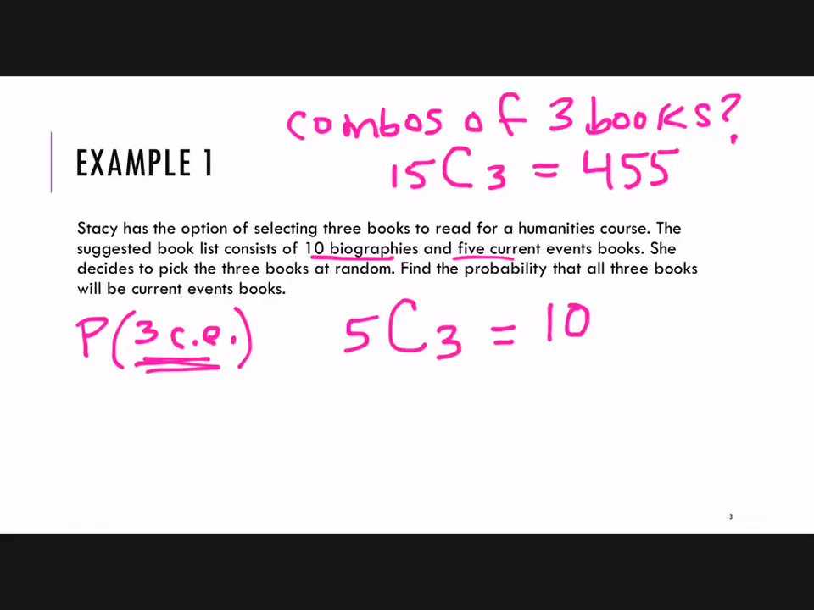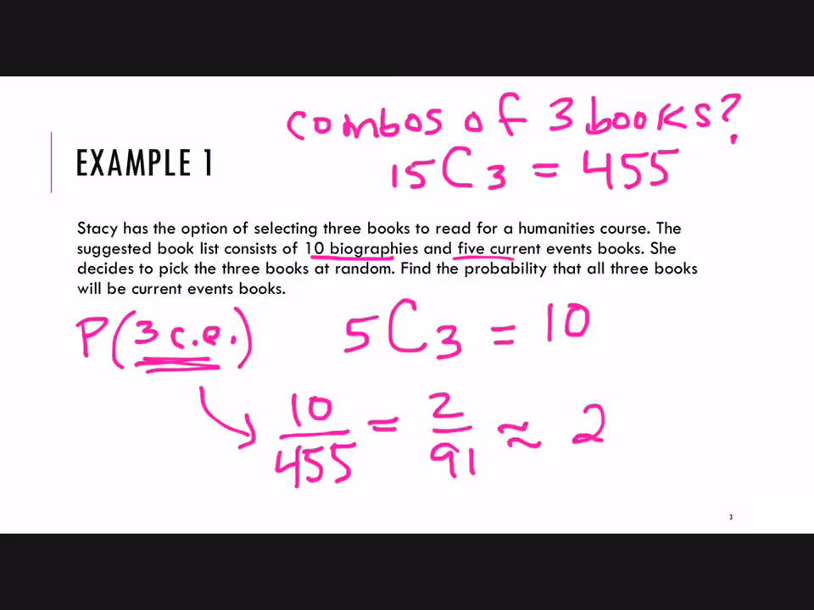So then for probability, we're just combining these two pieces of information, and we know that there are 10 ways to choose the correct combination that she wants out of 455 ways to choose just 3 books in general, not considering which type they are. As a fraction in lowest terms, that's 2 out of 91, or as a percent, that's about 2.2%.